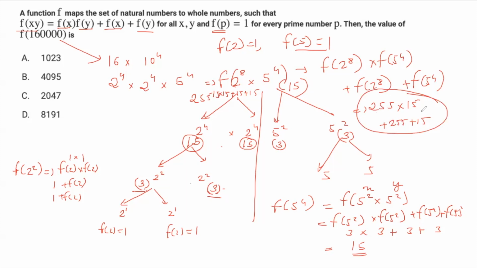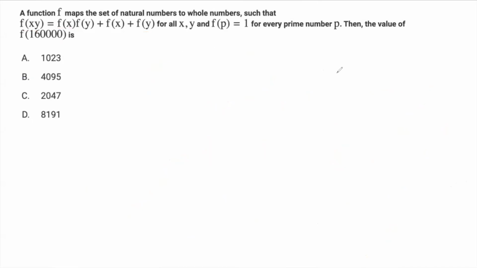Multiplying 255 and 15 and adding these two to the answer, we have the final value. 255 into 15 we can very easily find with the on-screen calculator. 255 into 15 shall be 3825. This entire thing is 3825 plus 255 plus 15, which is very clearly 4095. And obviously it is your B option, right? So that is one way of answering this particular question, guys.